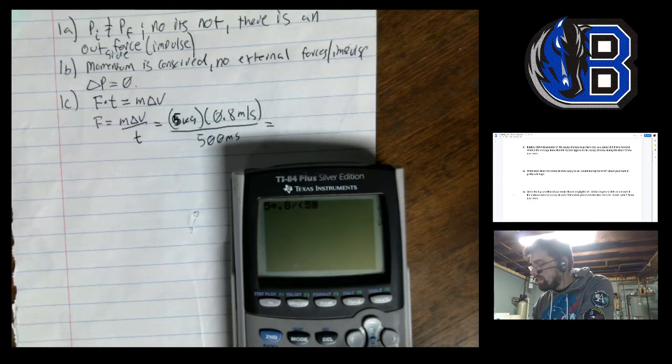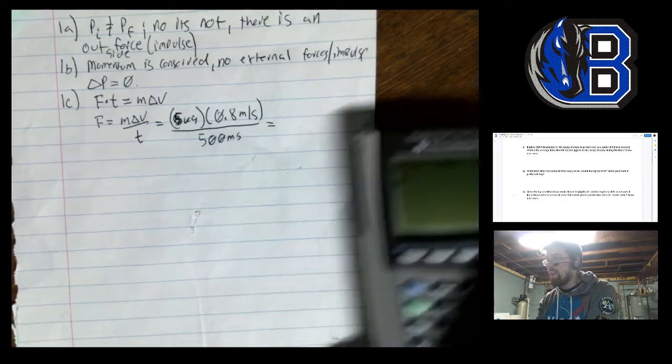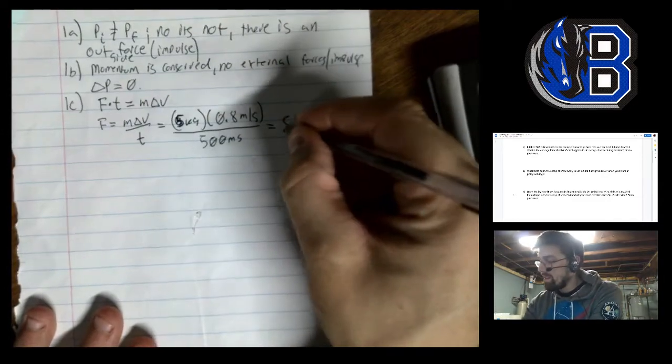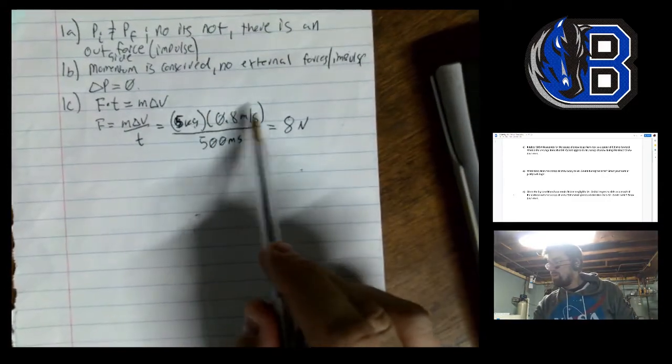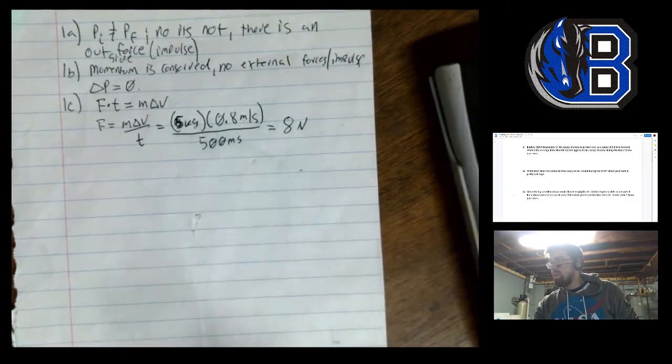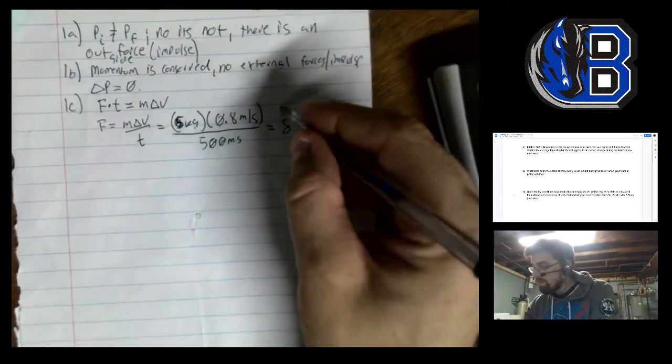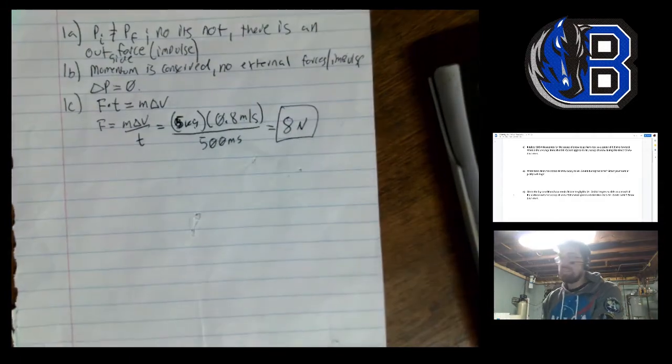Milli is 1/1000th. Okay. 8 newtons. Okay. Kilogram meters per second squared. Okay. 8 newtons on average over that time.